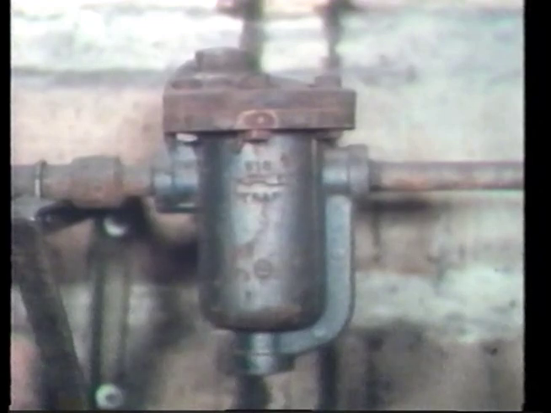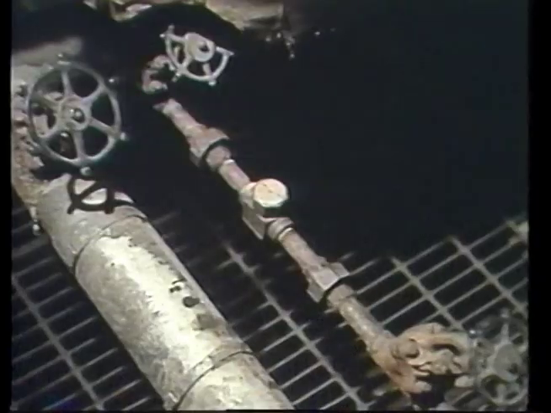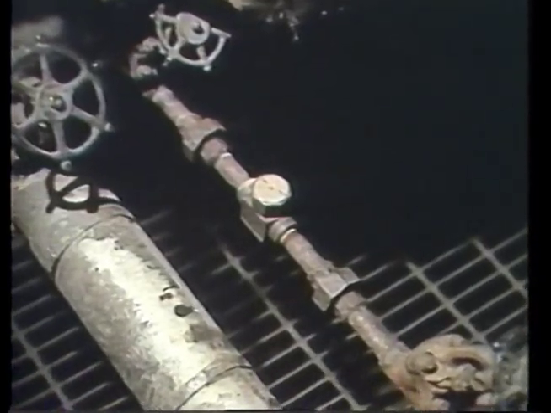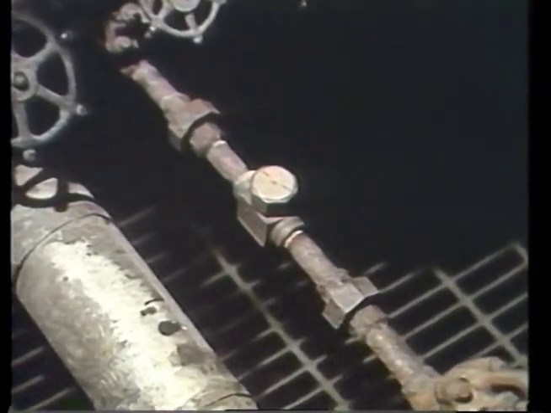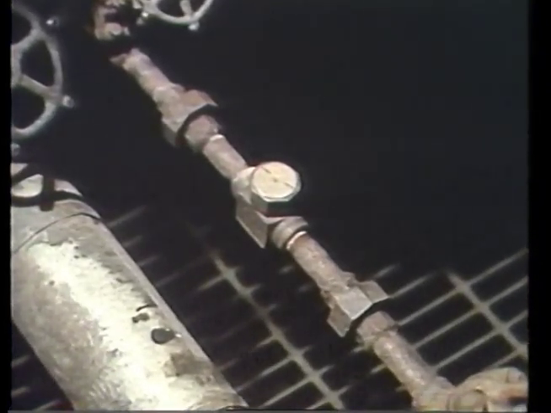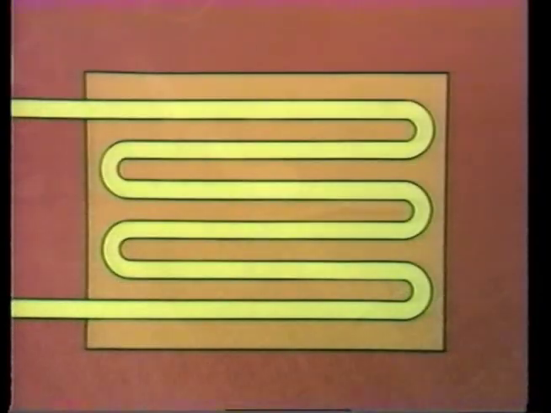Now, one of the most important pieces of auxiliary equipment is the steam trap. Steam traps are designed to remove condensed steam, or condensate, from the steam lines that feed process equipment. Now, to see why this is necessary and how it's done, let's take a look at a simple steam heating system, a radiator. Steam produced in the boiler is sent to the radiator.